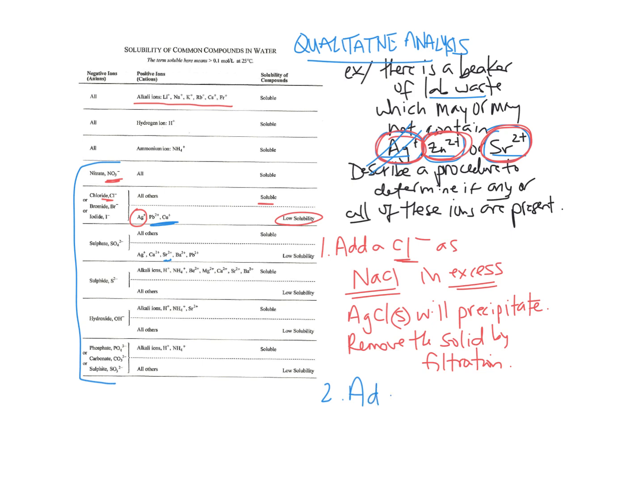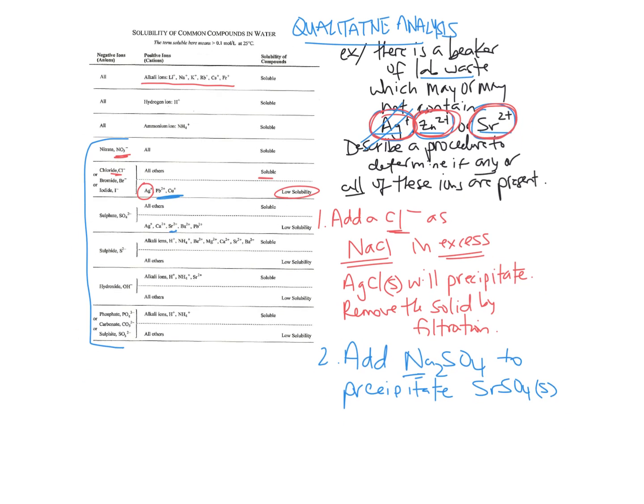So let's add sodium sulfate. Again, whoops, we don't put that on there. Na2SO4, sodium sulfate. Again, sodium is a nice benign, or what we would call a spectator ion. We'll see why we use that term in a subsequent video. But we'll add sodium sulfate to precipitate. What do we say is going to come out? Strontium sulfate solid. All right, and then we're going to remove that by filtration.